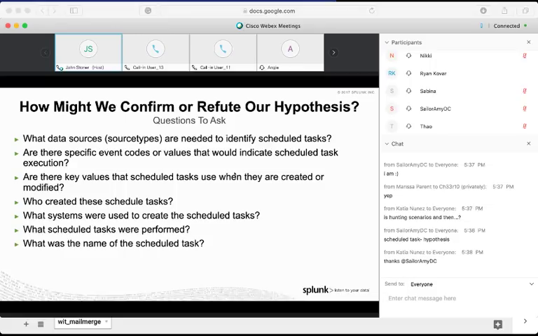Some of the other things: are there key values that are scheduled task queues when they're created or modified? And then, of course, if I do find scheduled tasks, I want to figure out who created them. What systems were used to create them? What scheduled tasks were performed? What are the names of the scheduled tasks? Again, with an eye towards operationalization, what are some things I should be looking for down the road as well?